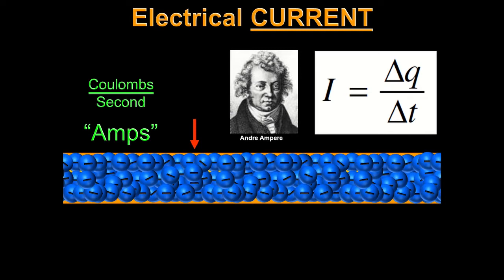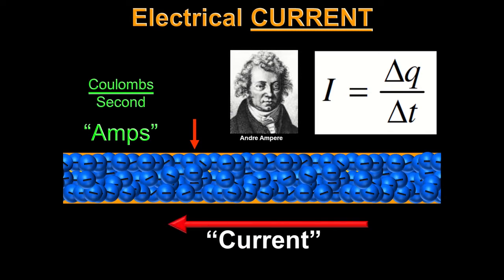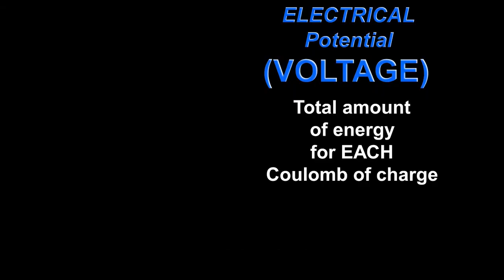Now, in my animation, I showed electrons moving to the right, but we have conventional current. It says it's the flow of positive charge. So if electrons move to the right or protons move to the left, we would say the current was moving to the left. And then electrical potential, also known as voltage.